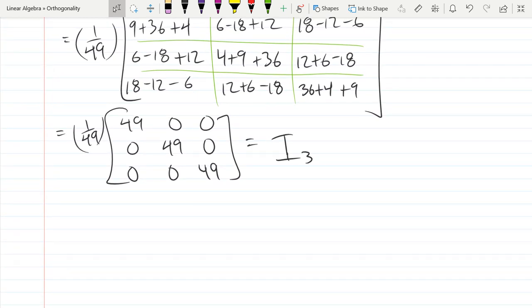So we're going to look at rotation and reflection matrices now. We'll do a rotation matrix first.